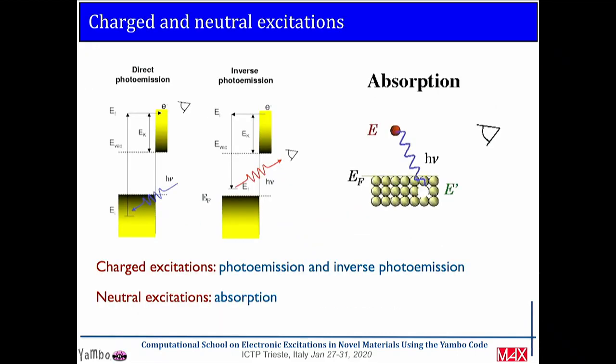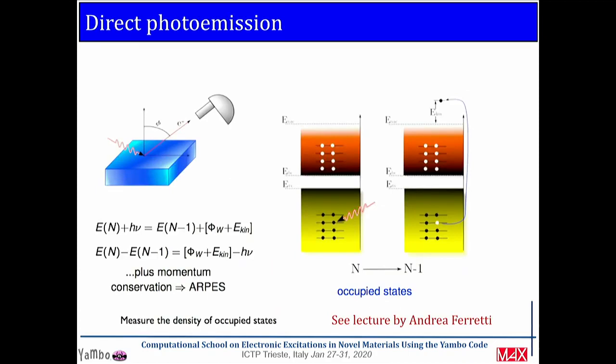We already saw that it's very useful to divide the excitations in our materials into neutral and charged excitations. The topic here, GW, deals with the charged excitations. Tomorrow we will see how to deal with the neutral excitations, with absorption, essentially the excitonic effects. And now we are going to look at the charged ones.